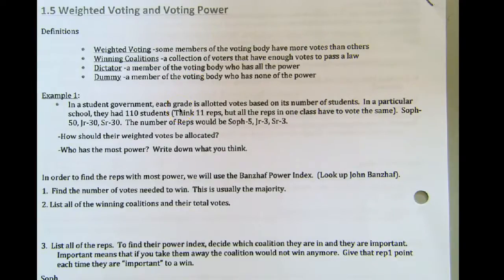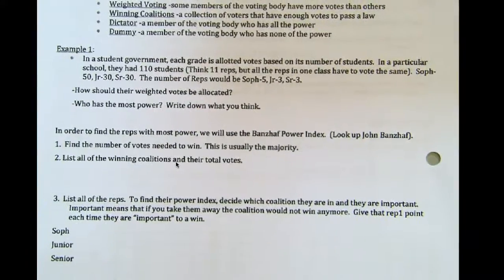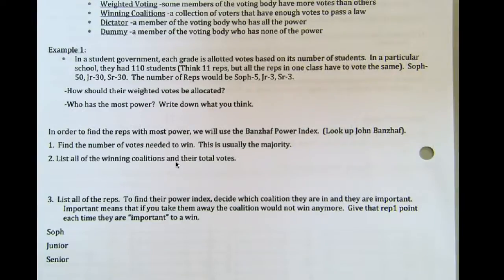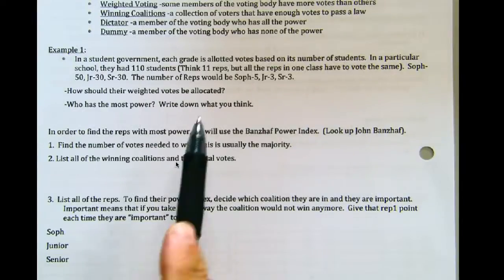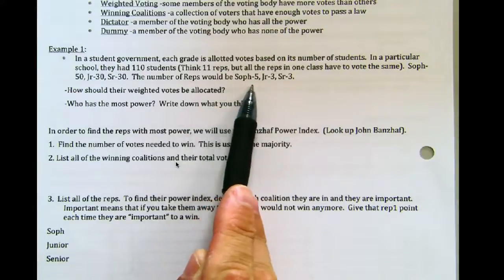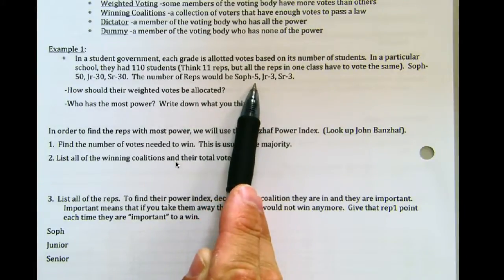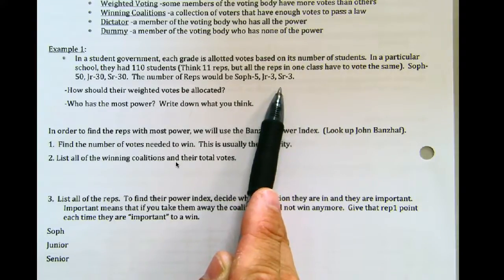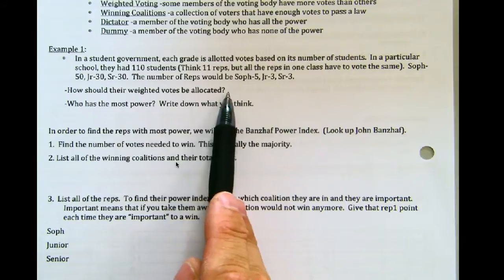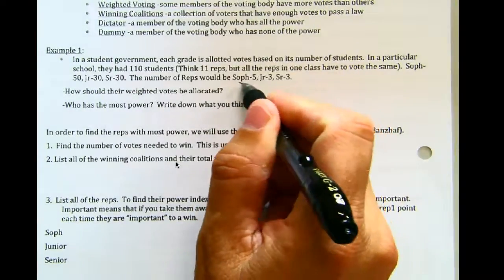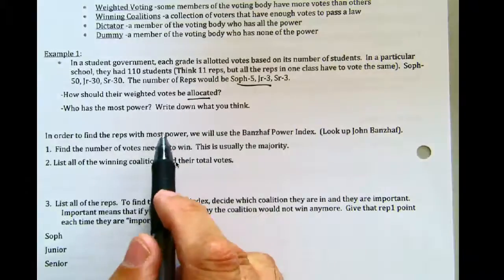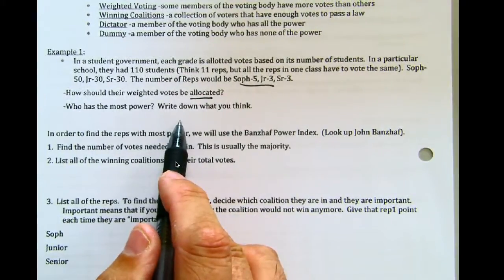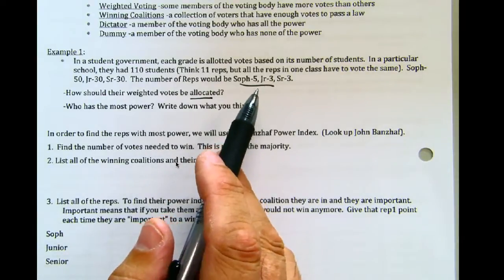Okay, so let's look at this first example here. In a student government, each grade has a certain number of students. Proportionally, they're going to have a number of representatives based upon sophomores being 5, juniors 3, and seniors 3. So we already allotted that, and this allotment answers this question right here. And then who has the most power? What do you think? I think it's obvious that the sophomores have more power. I think you'd write that.